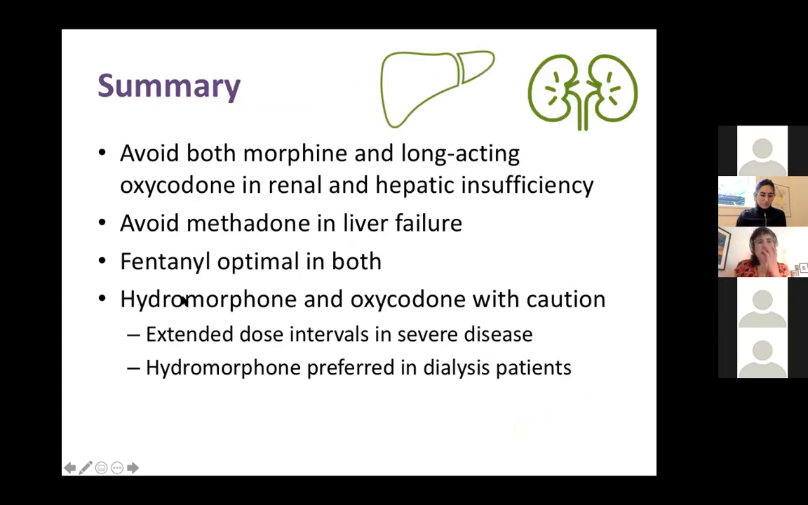This is my summary. So avoiding both morphine and long-acting oxycodone in both liver and kidney failure, avoiding methadone in liver failure. Fentanyl is optimal in both, but what we generally use is hydromorphone and oxycodone with a little bit of an extended dose interval, maybe starting at Q6, especially in somebody who's pretty ill, and then titrating it up as needed, and using hydromorphone or Dilaudid in dialysis patients.